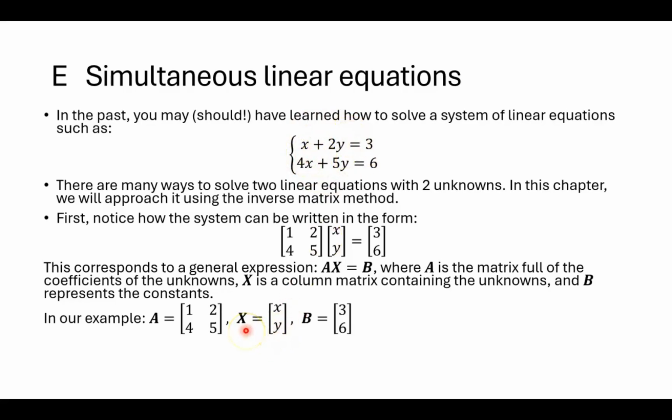And the X matrix has only one column, that's why it's called a column matrix. It's the unknown variables, x and y. And B is whatever the right hand side is, these constants.